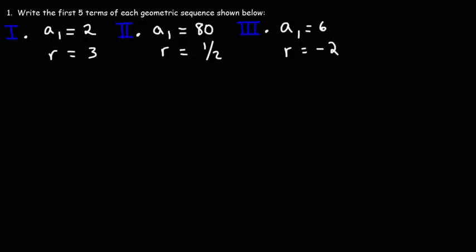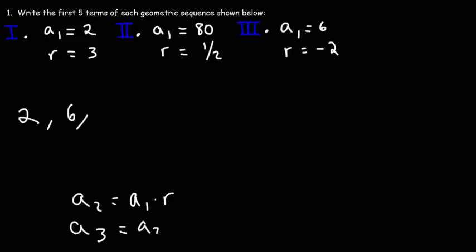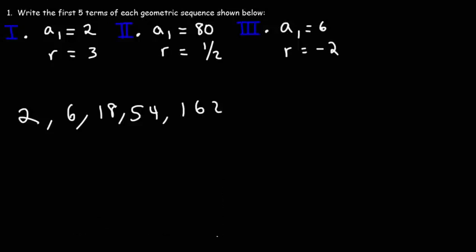Write the first 5 terms of each geometric sequence shown below. So let's start with the first one. The first term is 2. To find the next term, we need to multiply the first term by the common ratio. The second term is equal to the first term times the common ratio. So 2 times 3 is 6. And then to get the third term, we just got to multiply the second term by the common ratio. 6 times 3 is 18. 18 times 3 is 54. And then 54 times 3, that's 162. So that's the answer for number 1.